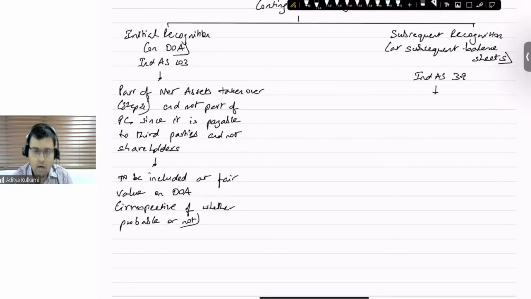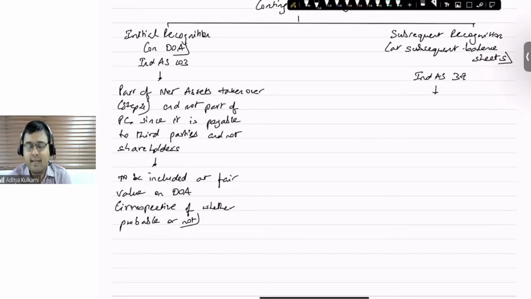That means on the date of acquisition, you have recorded an outflow which is not likely to happen. So what does Ind AS 37 tell? Then you immediately reverse it. You will not record that liability. This is something which is very wrong. Ind AS 103 tells us to book a contingent liability, whereas Ind AS 37 tells us to reverse it because it is not a liability in the first place. It is actually going to be a contingent liability.